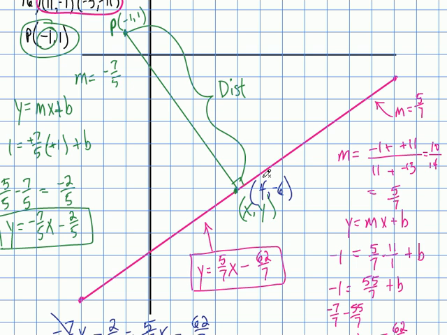But now we still have one more step to do, but now it's an easy step. What's the easy step now? The distance formula. So let's do this in red.